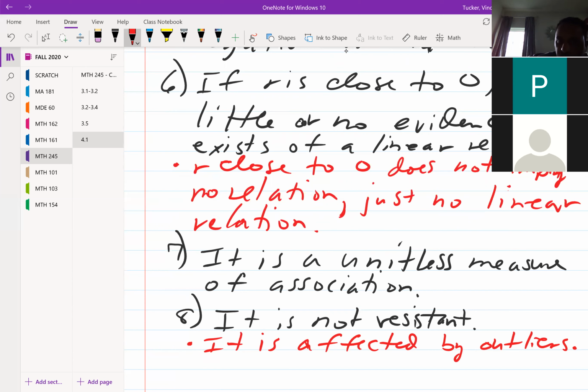So if R is close to zero, then little or no evidence exists of a linear relation. R being close to zero does not imply no relation, just no linear relation. Seven, it is a unitless measure of association. In other words, you're not going to have inches or miles or meters attached to it, just unitless. And eight, it is not resistant, so that means it is affected by outliers. Talked about outliers before.